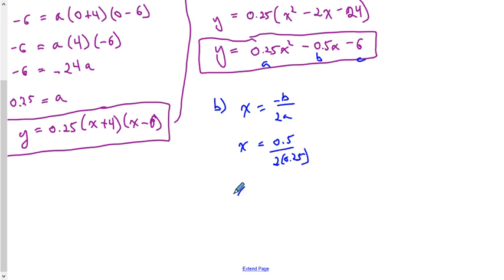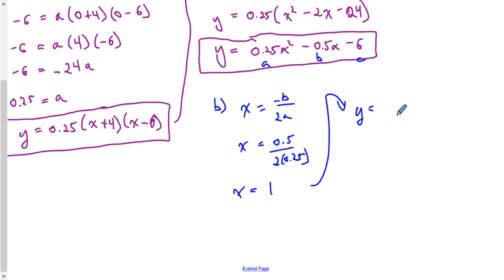All right, so what does that work out to? That's going to work out to 1, because 2 times a quarter is a half, so 0.5 over 0.5 is 1. So that's the x-coordinate of our vertex. That's our axis of symmetry, which is also the x-coordinate of our vertex. Let's go to our next step: let's sub that into our equation in order to get our y-coordinate.